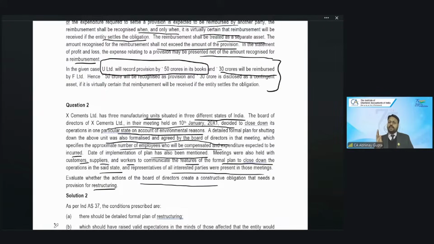What is the action taken by the company? That is conducting a meeting with the affected parties, customers, suppliers, and workers, and informing them that, boss, please make your alternative arrangements, right? We are closing down this factory, correct? So this is the constructive obligation the company has raised, that they will go ahead with the restructuring plan, and hence whatever expenses they are going to incur on this restructuring need to be provided for in terms of provision for restructuring, correct?